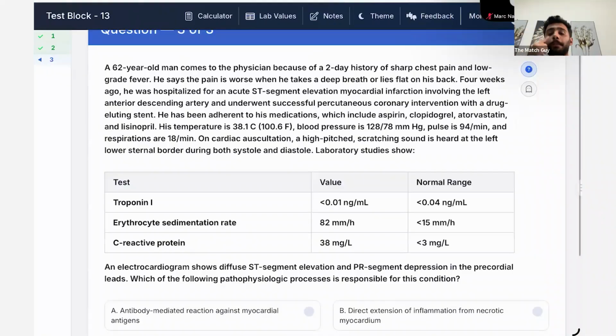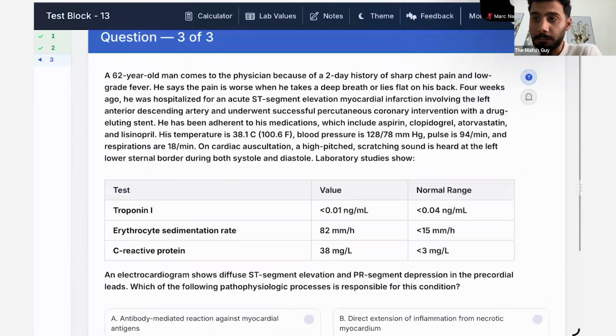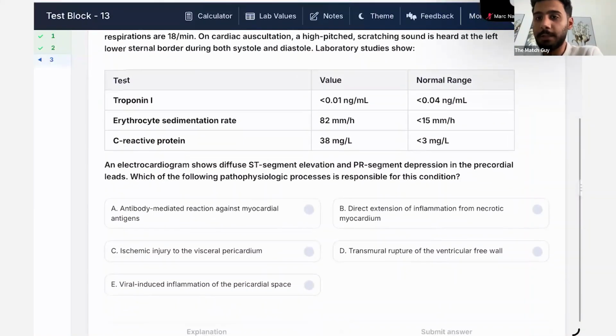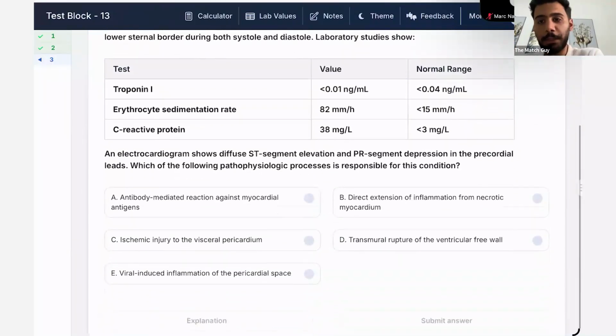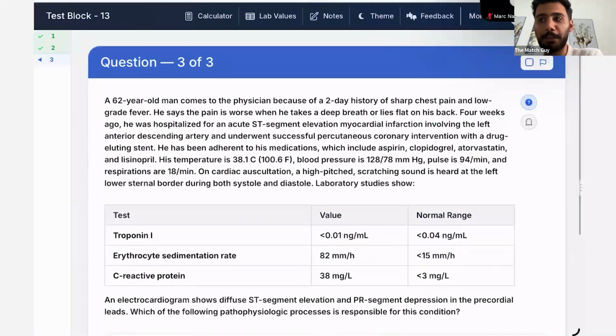So let's do the last one. Okay, well, actually, this is not related to our discussion. This is a question about pericarditis, one of the complications of MI.